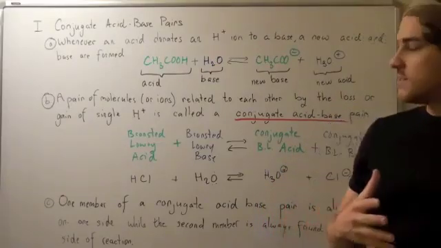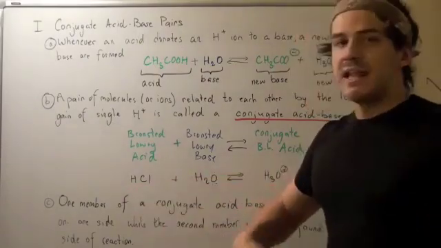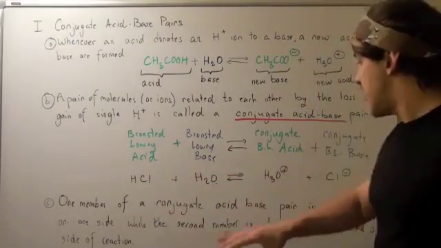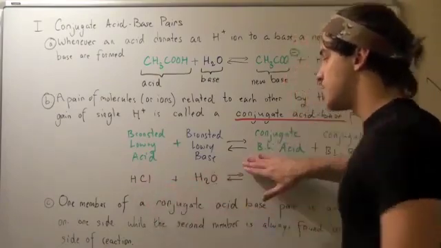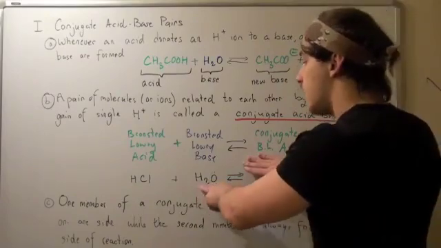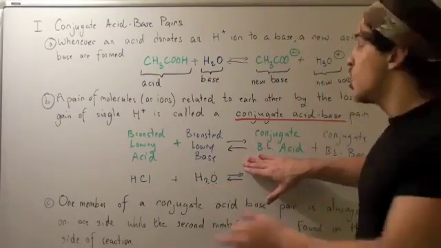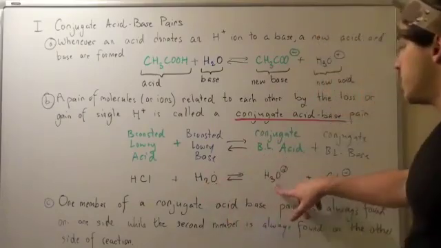So for example, if someone said that our acid is this, and you need to find the conjugate base without knowing what this side was, you simply subtract an H. Likewise, if somebody gave you this and said this is our base, find the conjugate acid, you simply add an H and you will get your conjugate acid.